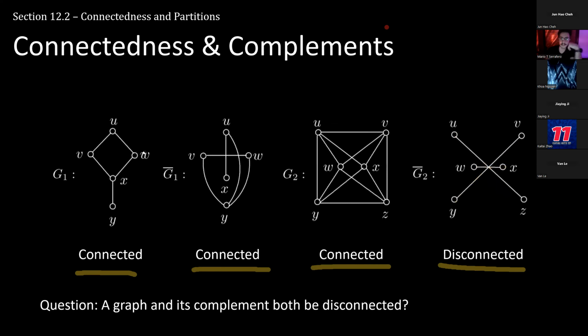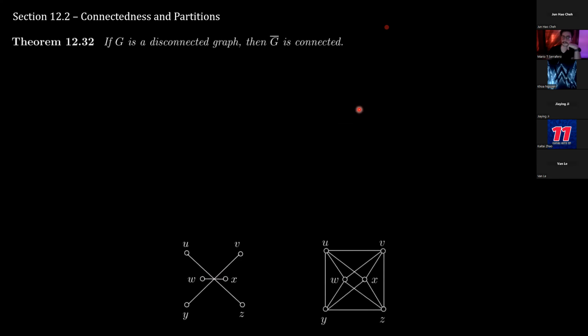So a natural question then is, can a graph and its complement both be disconnected at the same time? We know that we can have both of them be connected, and one of them be connected and the other disconnected. But can both of them be disconnected? It turns out the answer is no. If either of them is disconnected, then the other one must be connected. So if G is a disconnected graph, then the complement of G, or G bar, just to be shorter, is connected.